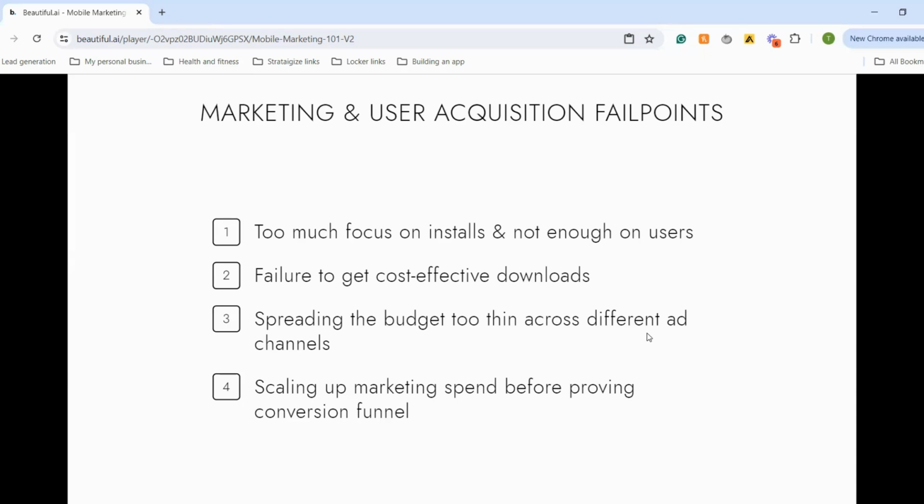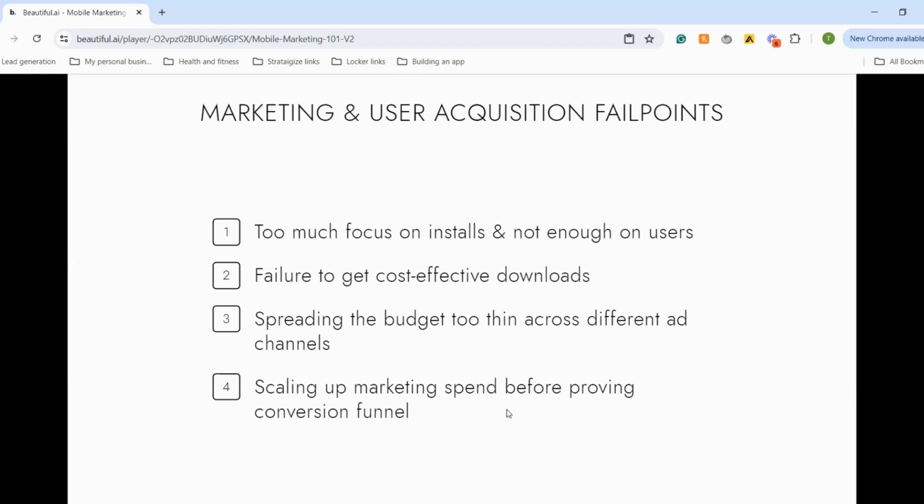Let's say that you have a budget of $5,000 ad spend. There are some companies out there that start spreading that, $1,000 here, $1,000 here, $1,000 here, $1,000 here. Whereas you really want to be hyper-focused in your marketing efforts. You want to find one, maybe two channels to really focus on, fully understand how that algorithm works and how you can really use it to your advantage to get the most bang for your buck.